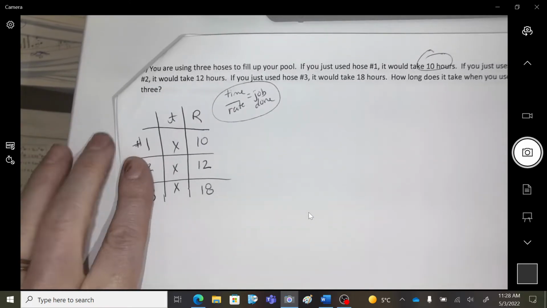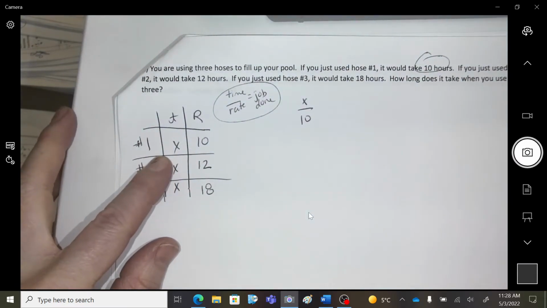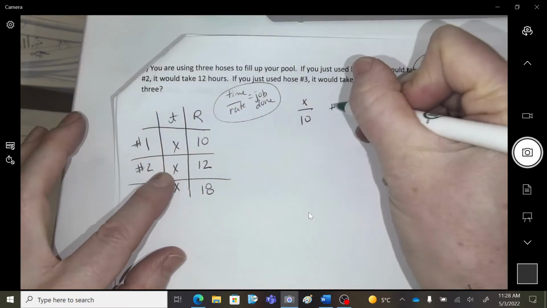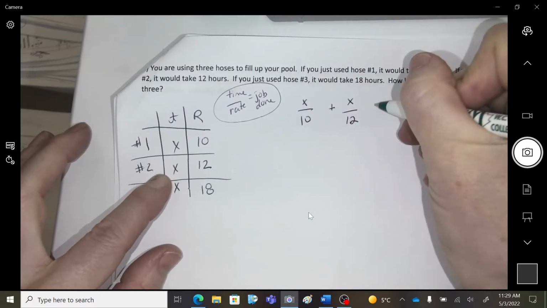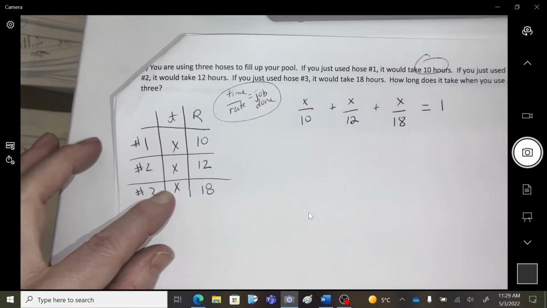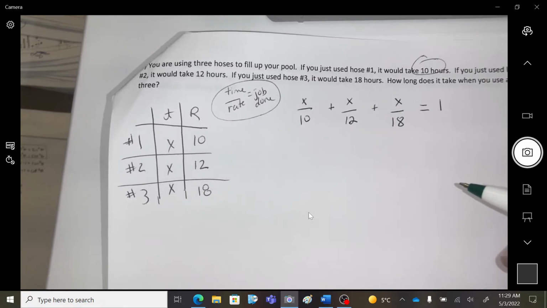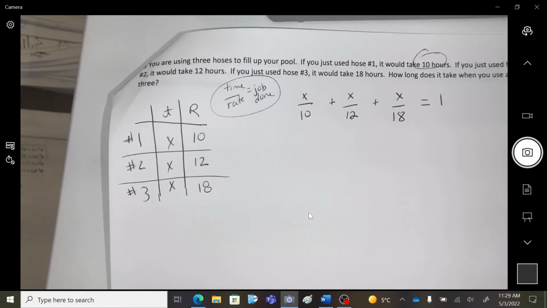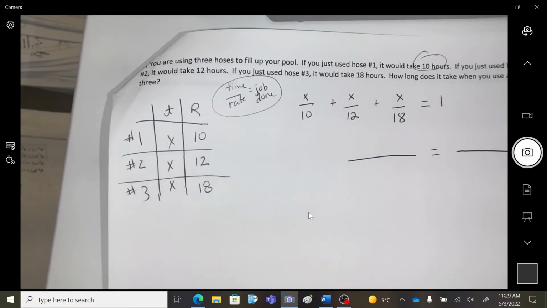Okay, so the first hose does X tenths of the job. The second hose does X twelfths. And the third hose does X 18ths of the job. Together, they do the full job. Okay, now cross multiply or common denominator drop. We got to do common denominator.